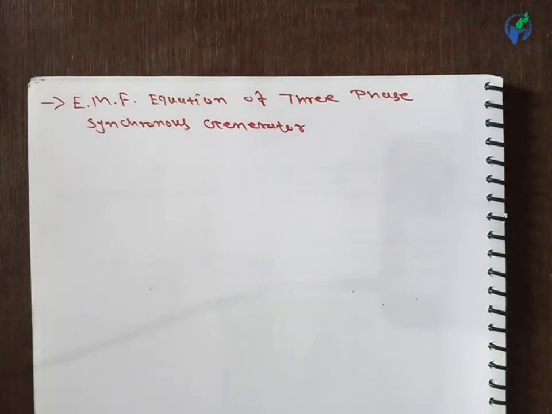Now we discuss the next point. The next point is the EMF equation. The EMF equation of a synchronous generator. We know that when the magnetic field is cut by the conductor, the EMF is induced in the conductor, and the magnitude of this dynamically induced EMF in the conductor depends upon the rate of cut of flux.